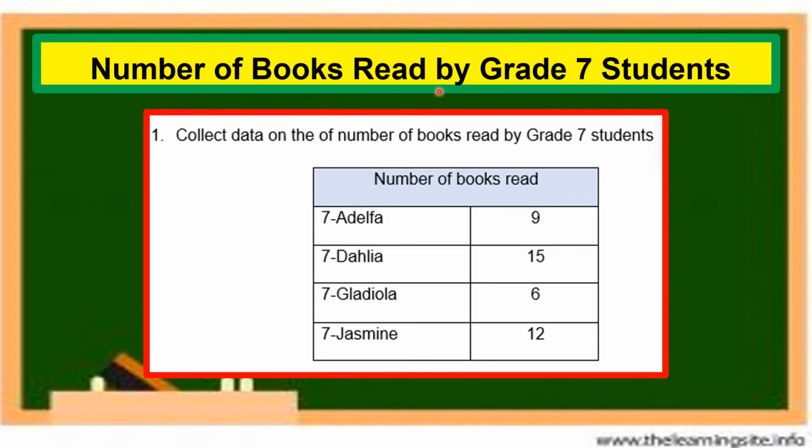Number of books read by grade 7 students. Collect the data on the number of books read by grade 7 students. We have for 7 Adelpha 9, 7 Dahlia 15, 7 Gladiola 6, 7 Yasmin 12. You will notice that all the numbers are multiples of 3, so one symbol can represent 3.